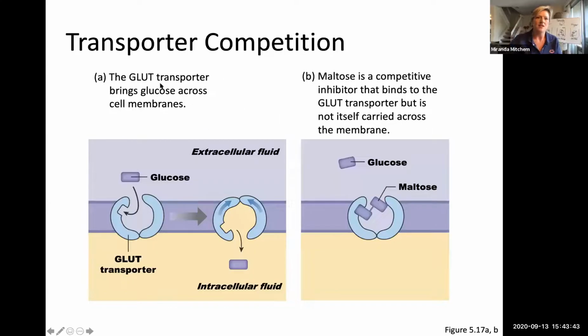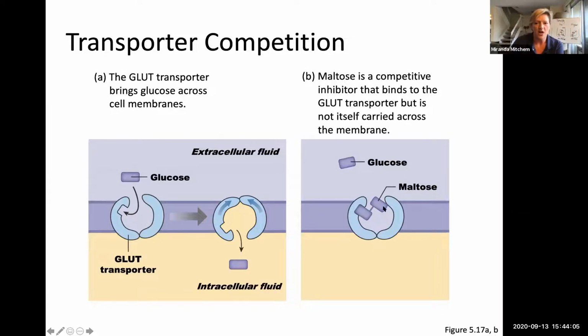All right. We're already seeing examples of specificity in that the sodium binds in the sodium site and the potassium binds in the potassium site. So let's look at an example of competition. Here we have glucose and maltose. Maltose is made of 2 glucoses. So glucose can bind here, but so can maltose.